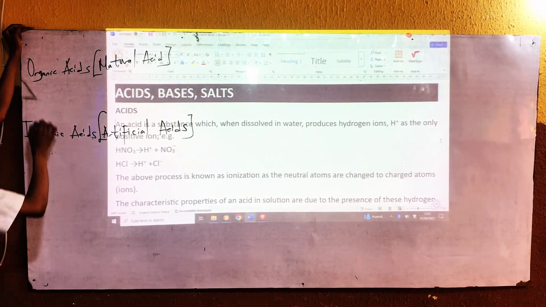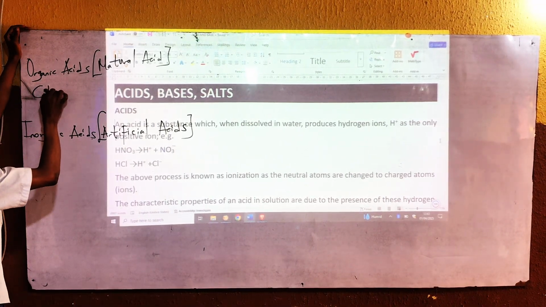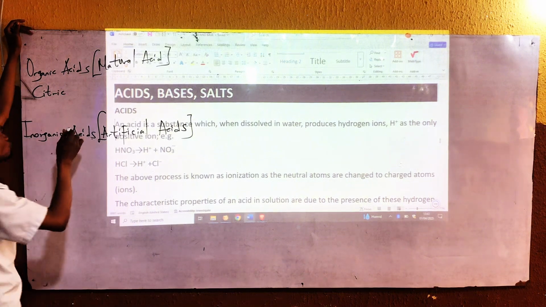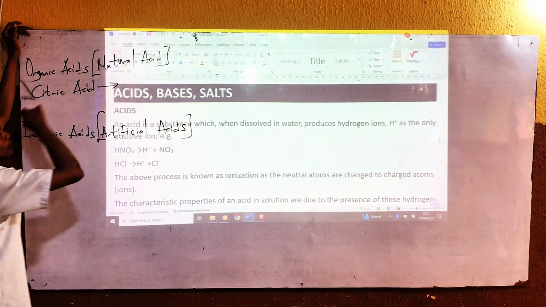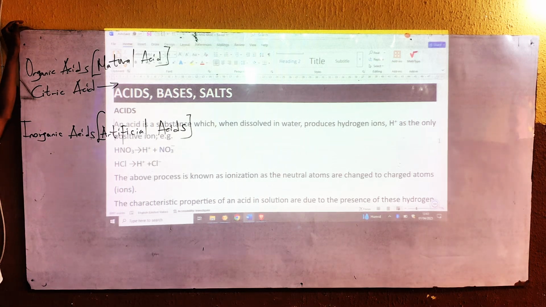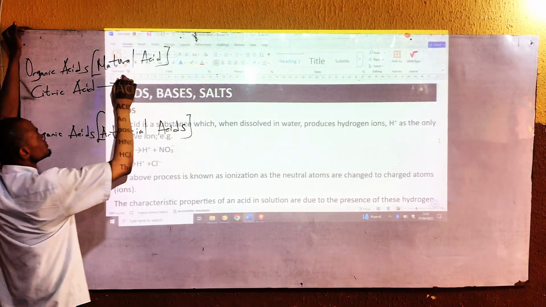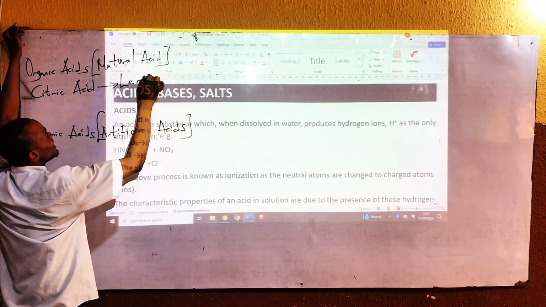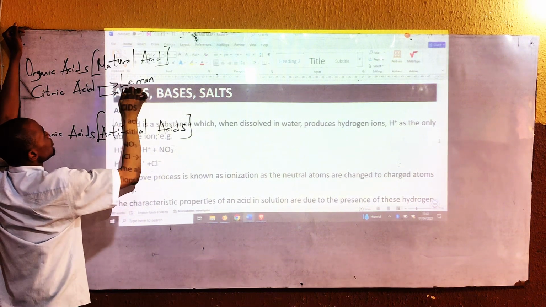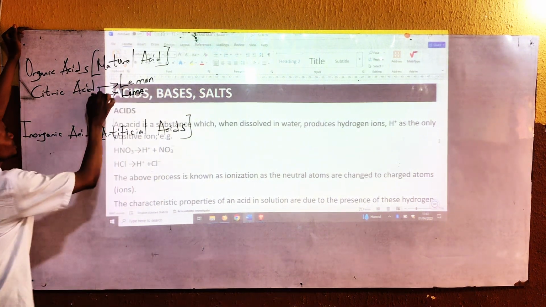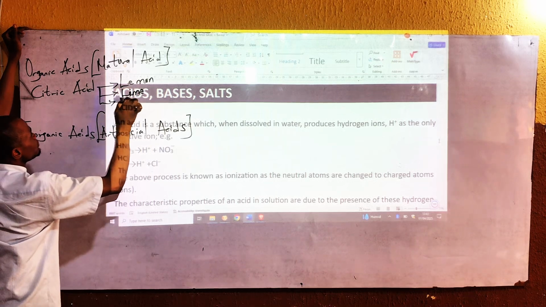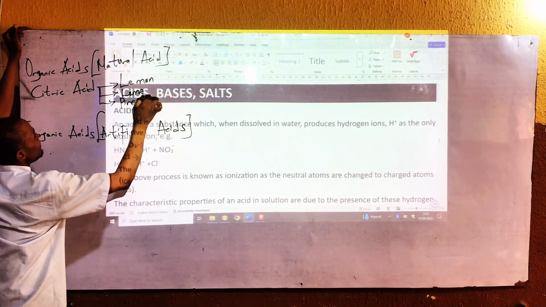What are organic acids? An example of an organic acid is citric acid. You see them in foods. Citric acid can be found in lime or lemon. Please, you have to know acids and their sources. You can also see citric acid in pineapple.